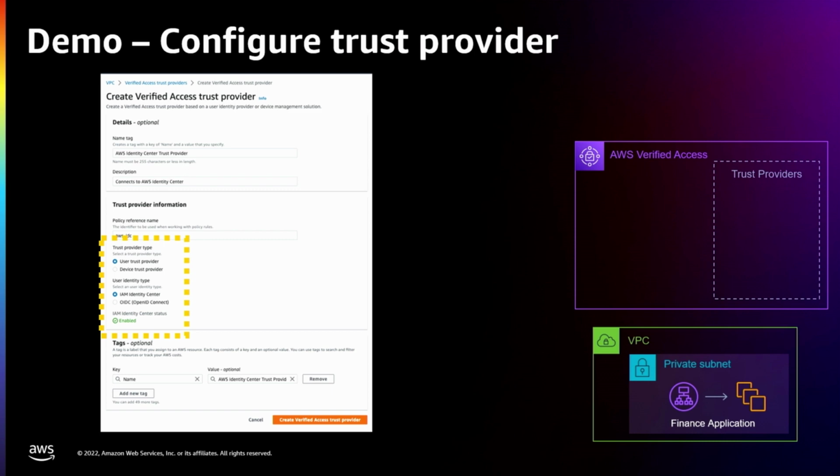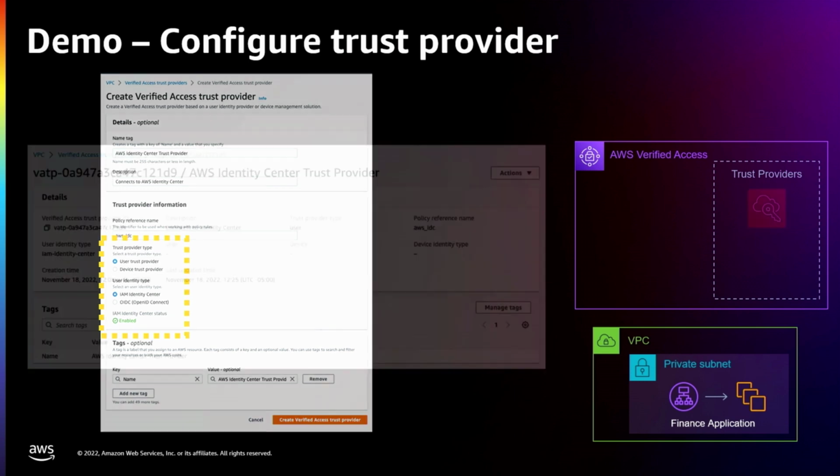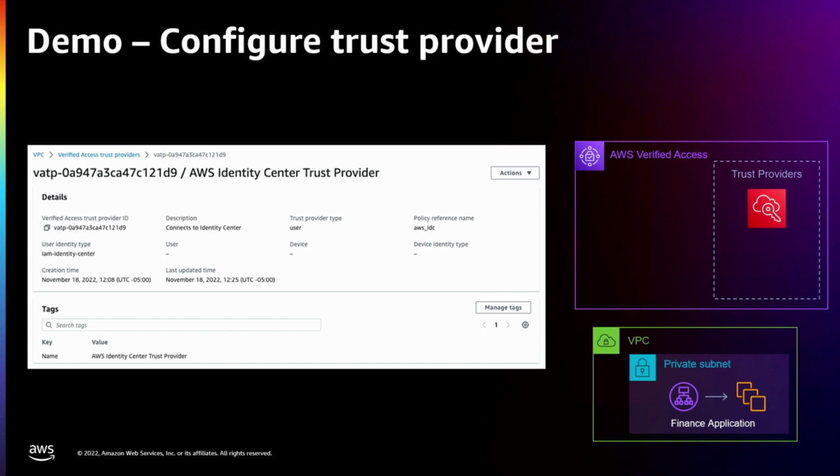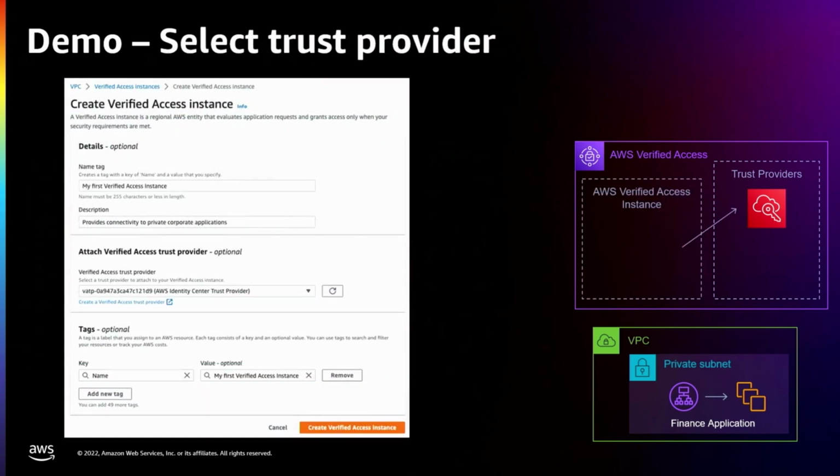And because I already have Identity Center configured, it's ready to go. I don't have to give it anything else. As Siobhan mentioned, we do also support OIDC connections. And in those cases, you would fill in all the OIDC details provided to you by your provider. So I click Create. That creates the trust provider. Then I go back to my instance. Now I can refresh the trust provider list, and I can select the Identity Center trust provider from the list.